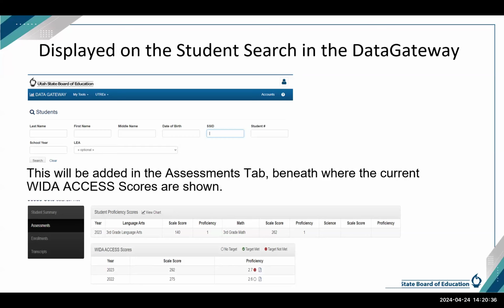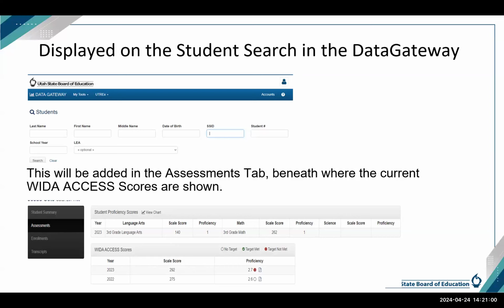But this is where it's going to be. As you would come to the data gateway, you would put in your information, their SSID, the student's name, information, find out where they're at. And then the results, you're going to see have an assessment tab. And where we currently have the WIDA ACCESS scores, it'll be right beneath that. That's where you would see their screener information.